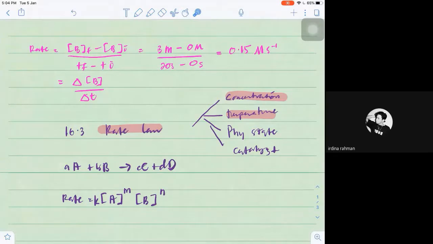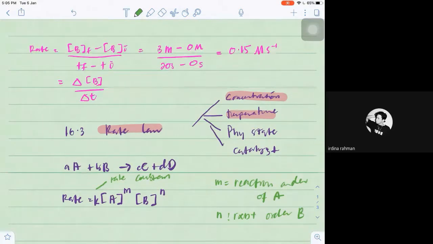So let's look at the components in this rate law. Rate, of course, is how fast the reaction occurs. K is the rate constant. A in bracket is the concentration of A. B in bracket is the concentration of B. M, what is M? This M is the reaction order of A, and N is the reaction order of B. M is the order for A, and N is the order for B.